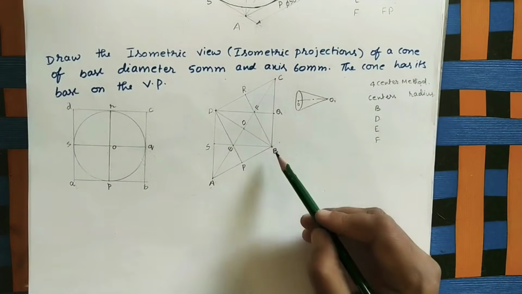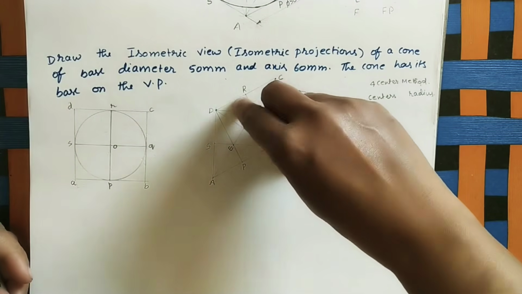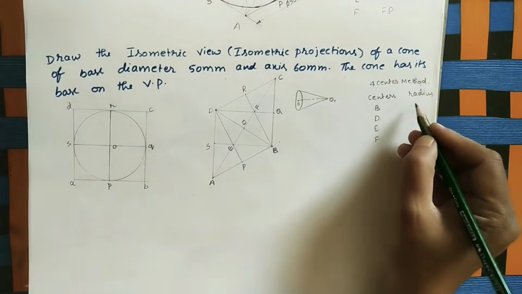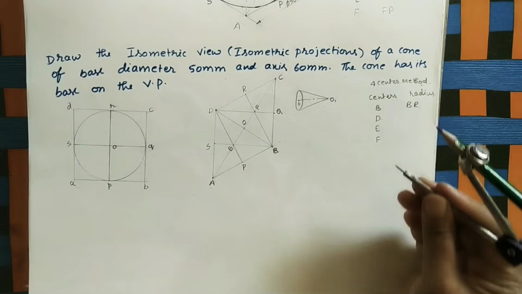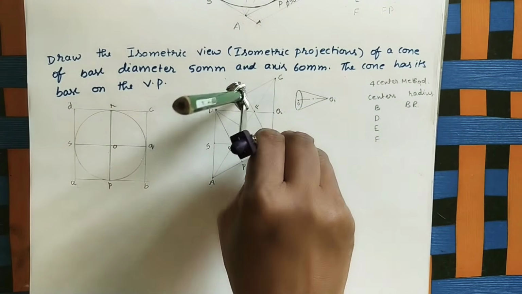Okay, if B is the center, what is the radius? Take BS or BR as the radius. We can do an arc here. So I will write either BS or BR is the radius. As I told, B is the center, BR is the radius. Do an arc here.